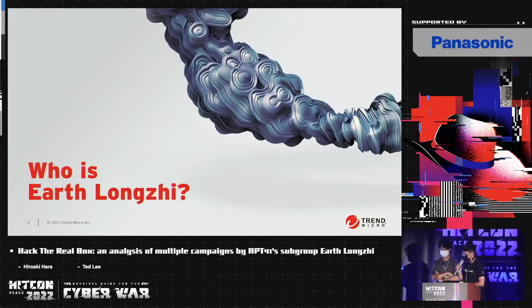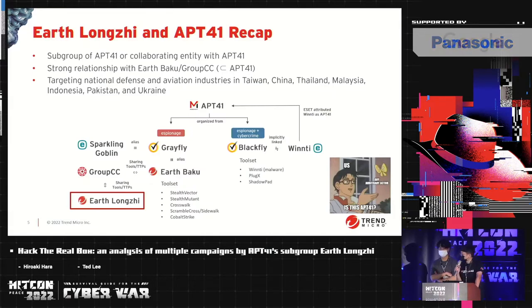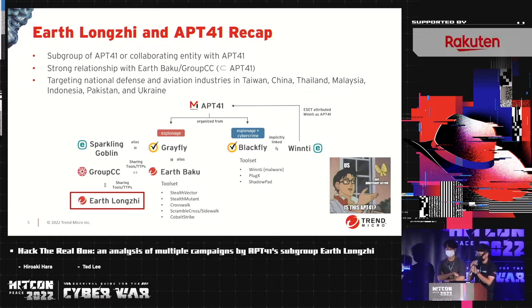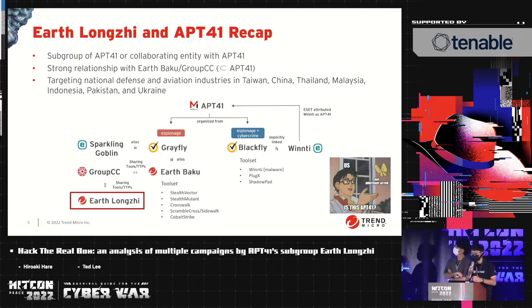Okay, first section, who is Earth Longzhi? We believe Earth Longzhi is a subgroup of APT41, or a highly correlated entity with APT41, because we found some relationship with subgroups of APT41 that were just revealed last year: Earth Baku and GroupCC. Earth Baku is also our research from last year, and GroupCC was published by TeamT5. For Earth Longzhi, we found they are targeting sectors including defense and aviation, basically in countries in the APAC region.